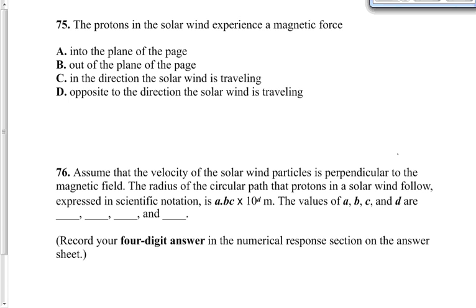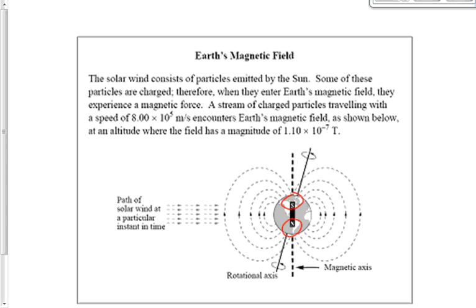Okay, guys, we're taking a look here. Number 75 says the protons in the solar wind experience a magnetic force which way? Right away, we know the answer is going to be A or B. Look, if we've got a magnetic field that's pointing toward the top of the page, and it's kind of difficult to see on the board here, but on your photocopied paper, I think you can. And even if you couldn't, you know which way the magnetic field points, right?